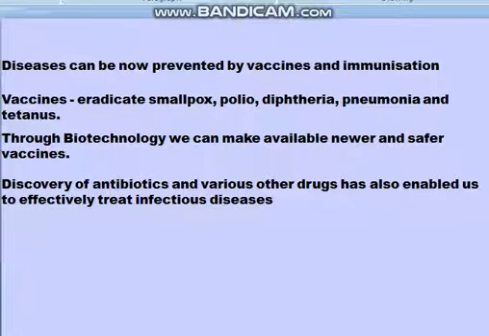So if we want to prevent ourselves from diseases, there are certain vaccines for certain diseases like smallpox, polio, diphtheria, pneumonia and tetanus. And the researchers are working through biotechnology to make safer vaccines. And with the discovery of antibiotics and antiviral drugs, many drugs have been invented to treat different diseases, to keep us away from these diseases.